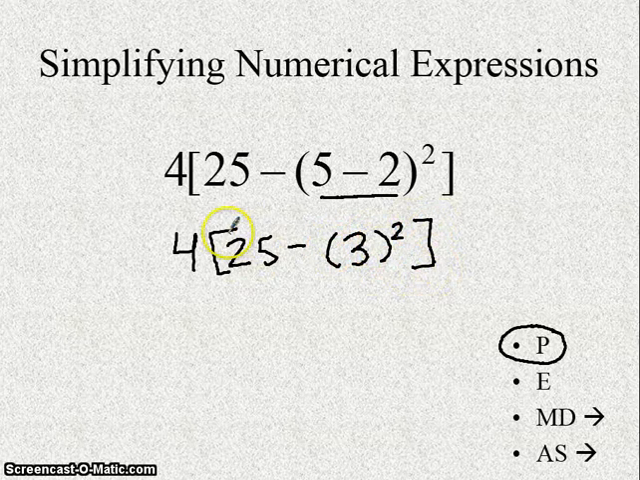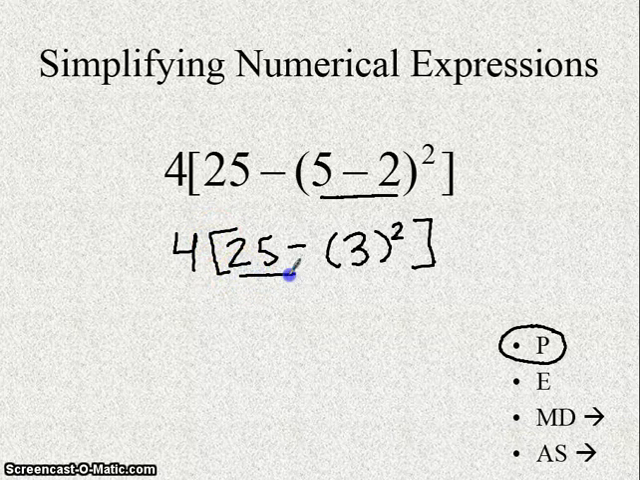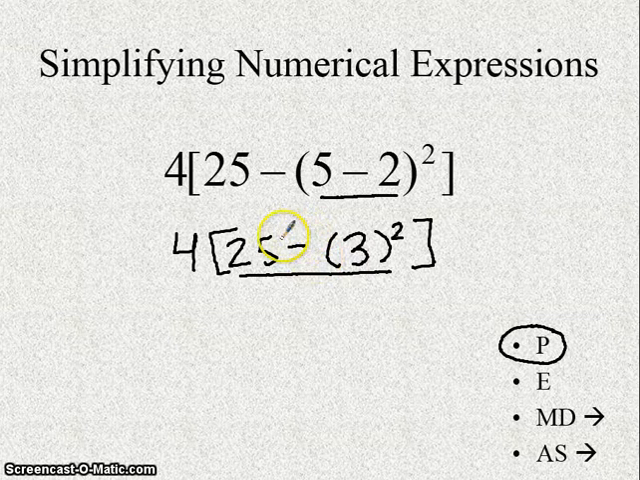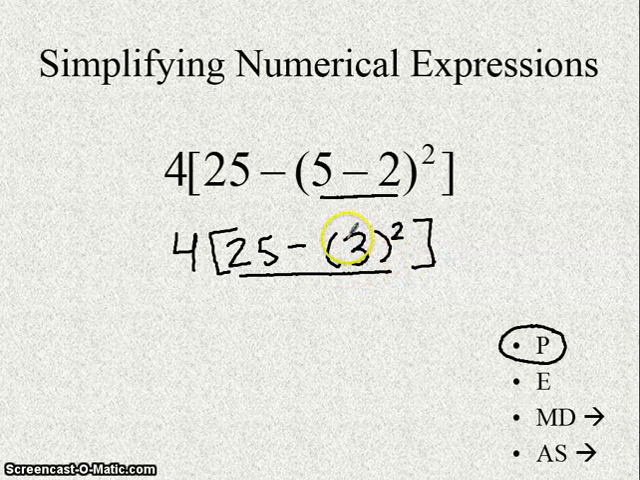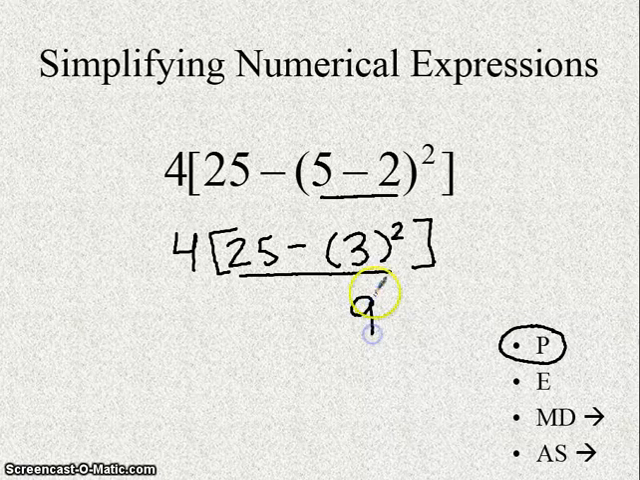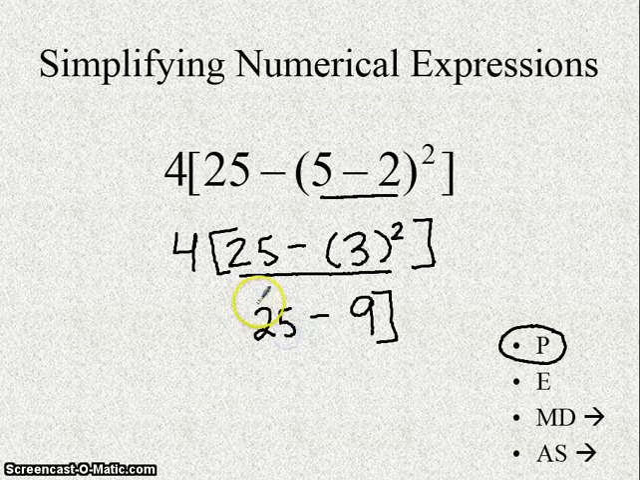Now, we have this one, but if you look inside of it, because we have to do it first, there are two different operations. There is subtraction and an exponent. Which one do we have to do first? Subtraction or an exponent? We need to do the exponent first. 3 squared means 3 times 3, which is 9. Then we rewrite, bringing everything else down.